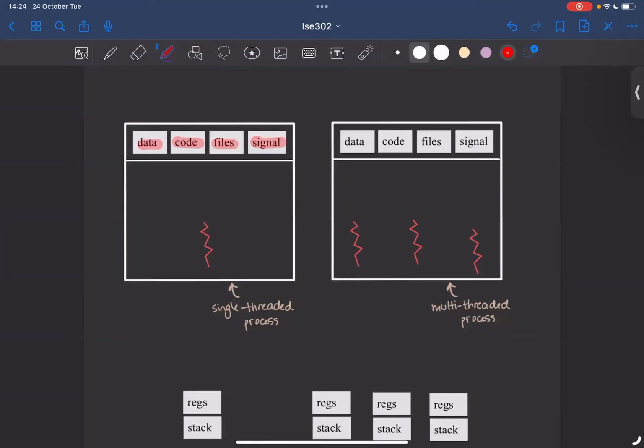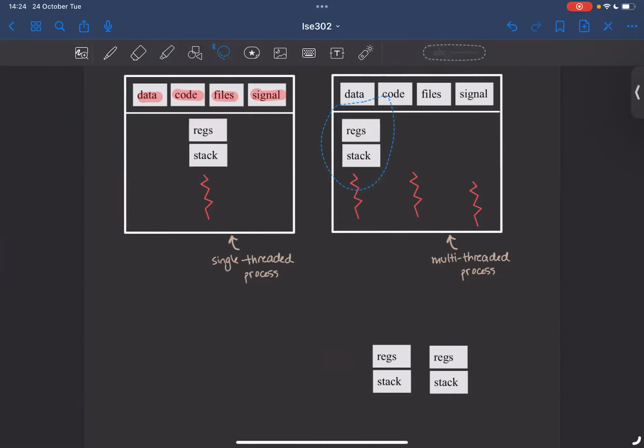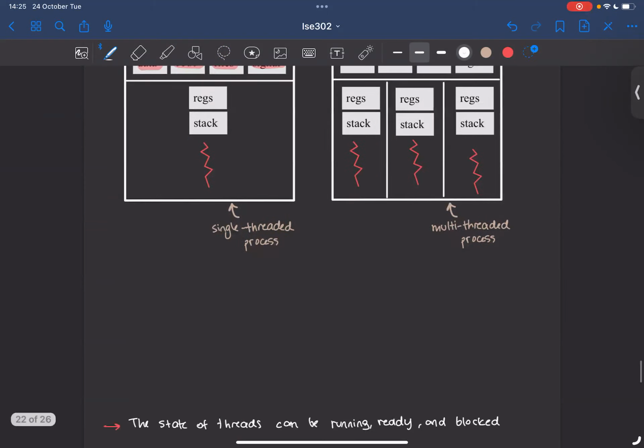But you need to always remember that each thread has its own registers and stack. So it becomes like this, okay? They all have their own registers and stack. And the stack holds information about function calls and local variables for that thread, okay?